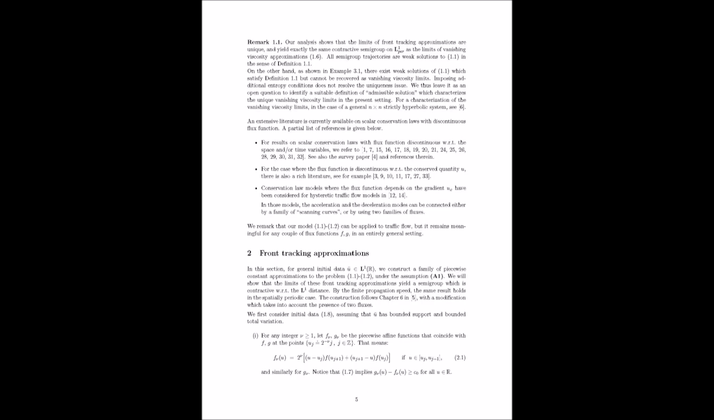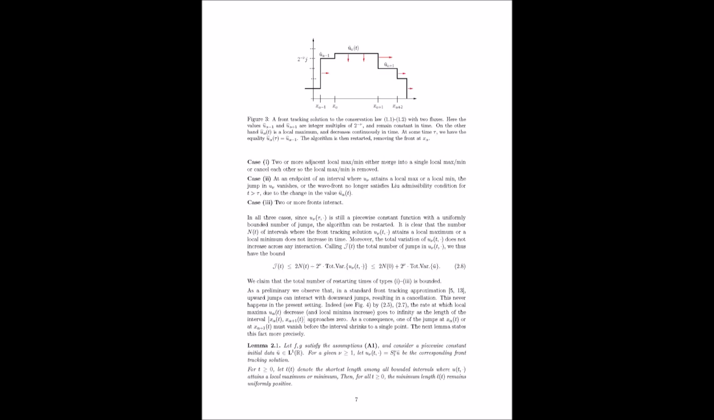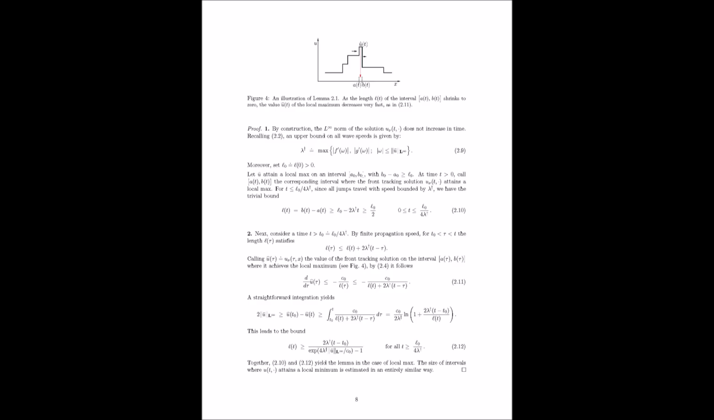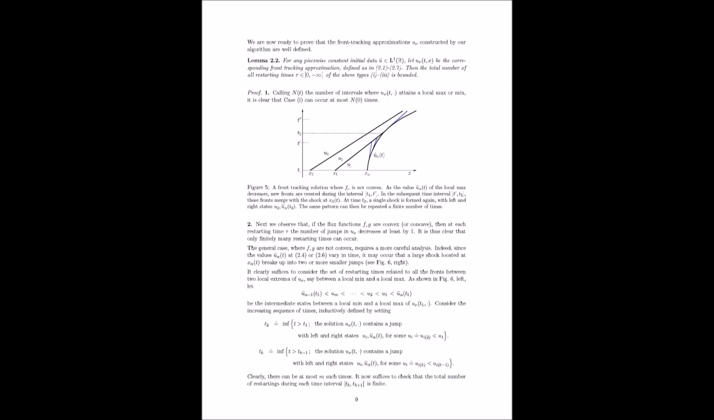Exactly. Now, one of the key ingredients in this blend is something called a viscous shock. These are essentially smooth approximations of the sharp jumps we see in the front tracking solution. Imagine taking those abrupt changes in car density and smoothing them out, making the transitions more gradual and realistic. So if a front tracking solution has a sudden jump in car density, like a traffic jam suddenly appearing, the viscous shock would represent a more realistic scenario where the density builds up gradually.